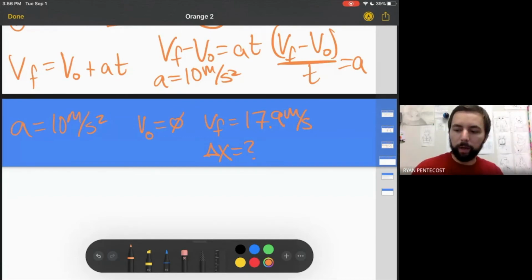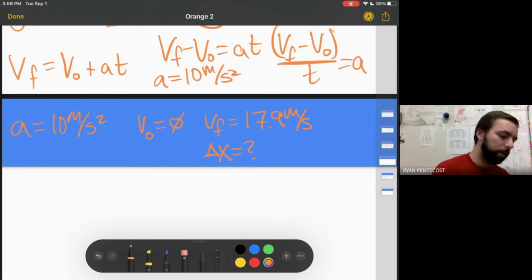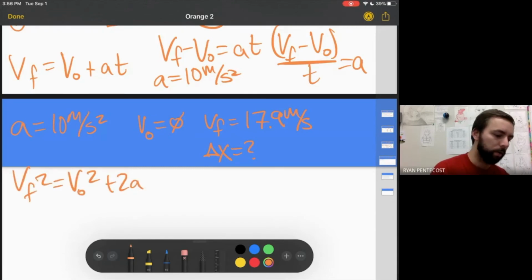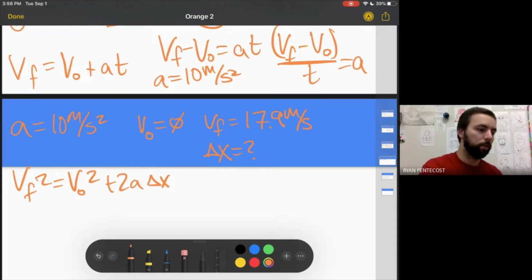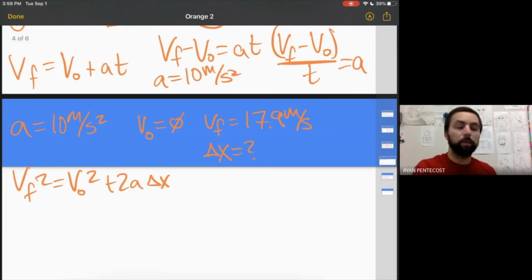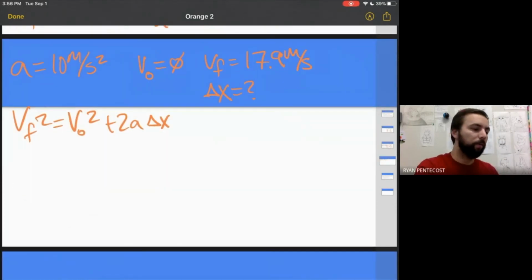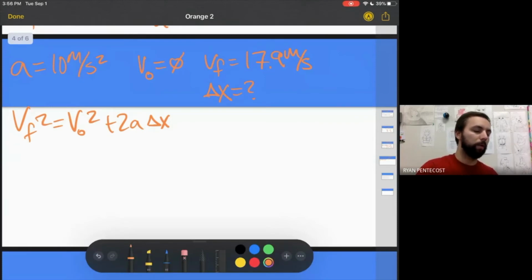So what we want here is an orange equation that doesn't have time in it, and we have one. Let's use VF squared equals V naught squared plus 2A delta X. This one will not require time, which is the missing variable. We don't have that given on this part of the problem.